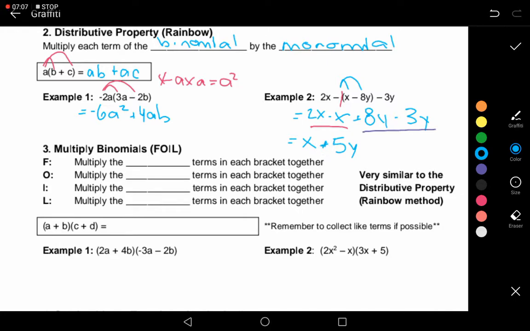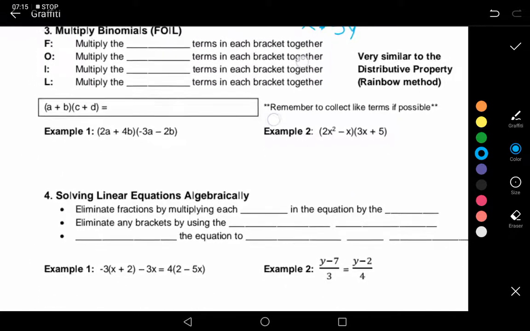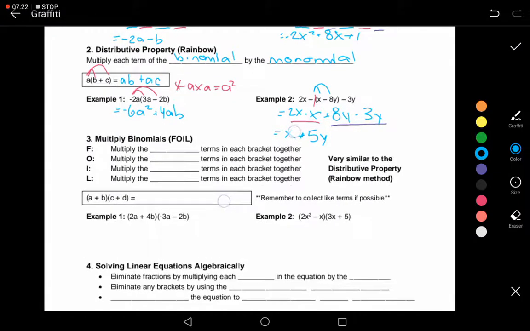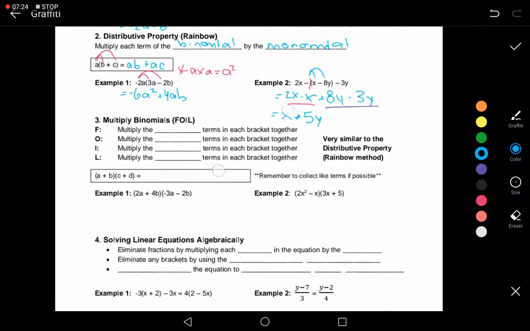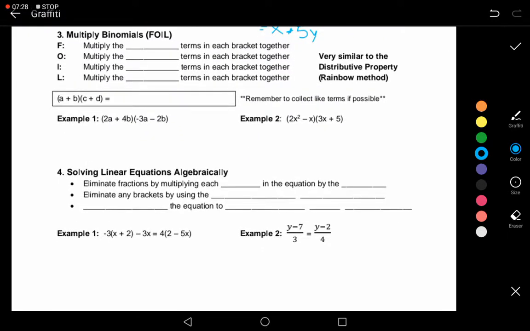Okay, again, we can't combine x and y, so that is fully simplified. Okay, third method or topic we're going to be discussing is multiplying binomials. So remember, up here we were multiplying a monomial by a binomial. Here we have two binomials. So what do we do when we have two binomials right beside each other?